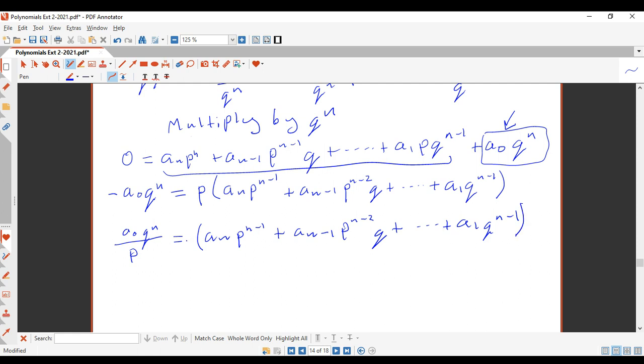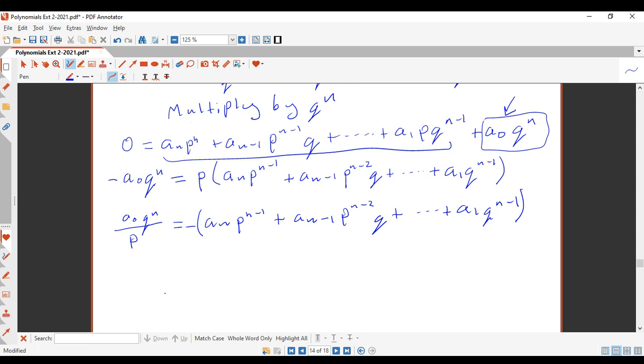There we go, minus. All right, now we know that the right-hand side is an integer, isn't it? Because we know all the coefficients. Okay, all the coefficients are integers. We know that p and q are also integers. So that whole right-hand side is an integer. Now, that means a naught q to the n divided by p is some integer. Okay, so we're going to write that down.